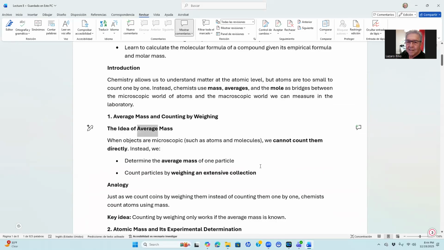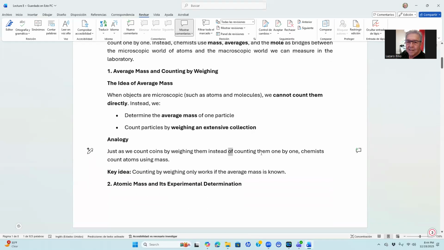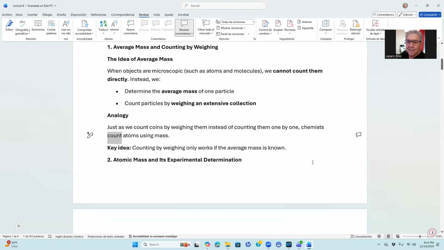The idea of average mass. When objects are microscopic, such as atoms and molecules, we cannot count them directly. Instead, we determine the average mass of one particle and count particles by weighing an extensive collection. Analogy: just as we count coins by weighing them instead of counting them one by one, chemists count atoms using mass. Key idea: counting by weighing only works if the average mass is known.